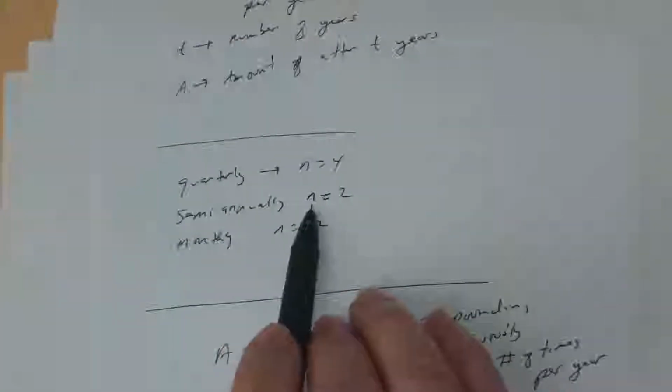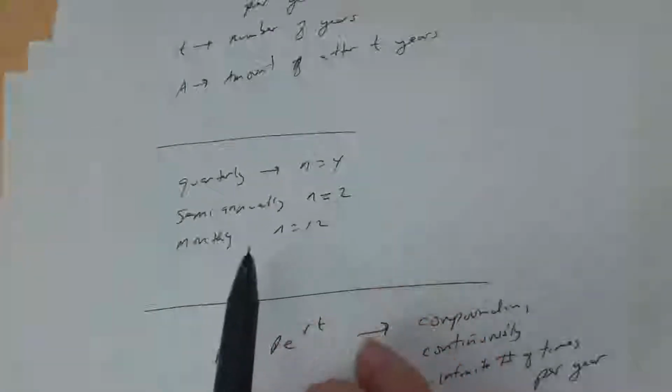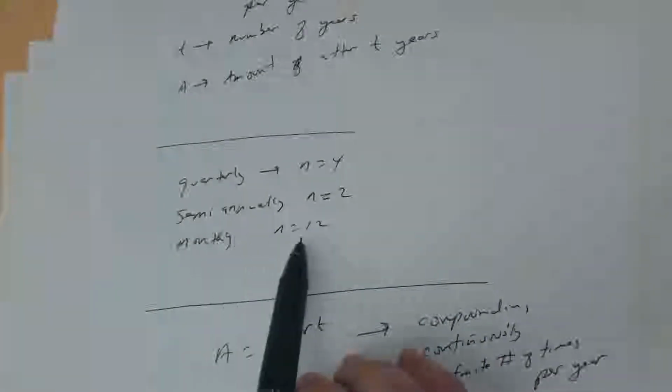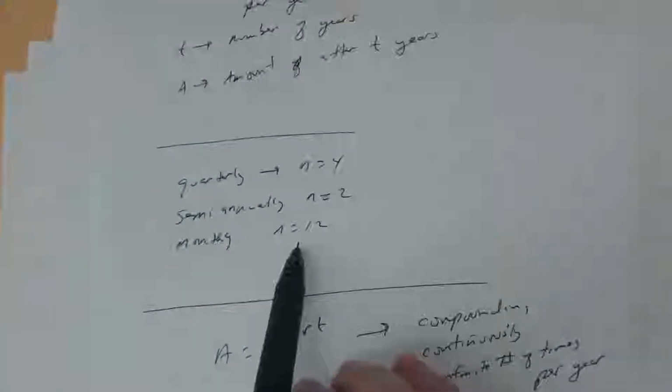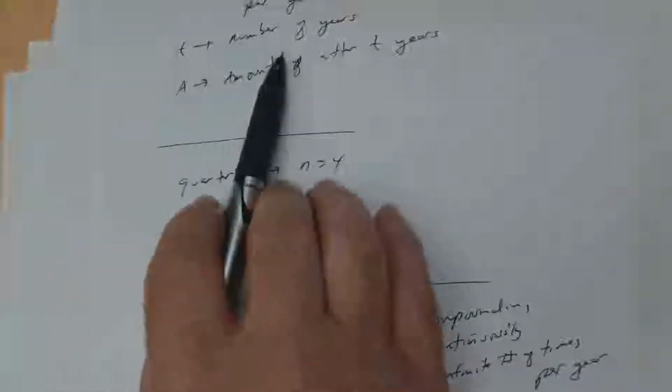Okay, so quarterly means every 3 months, so that's 4 times a year. Semi-annually means every 6 months, so that's 2 times a year. And then monthly would be every month, so there are 12 months in a year. T is the number of years.